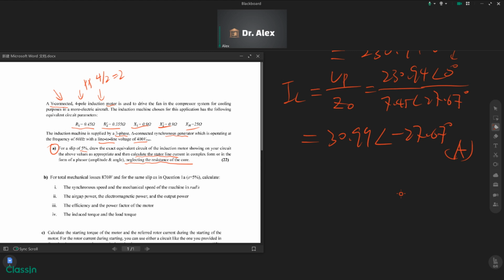This is the final result for the line current in the stator. It should be like this.